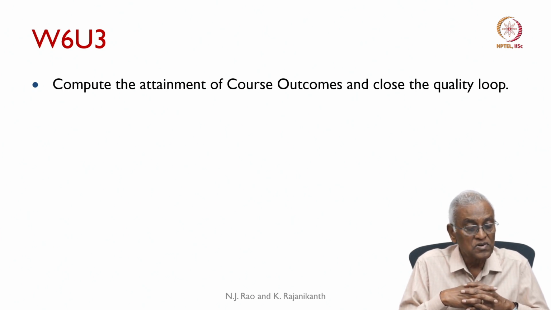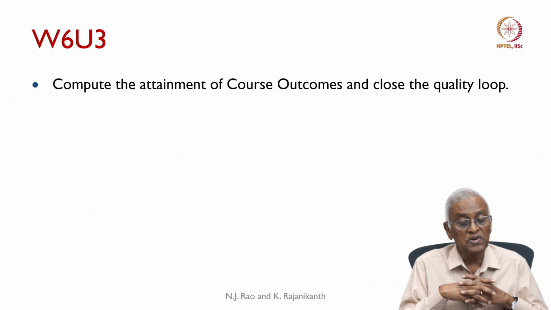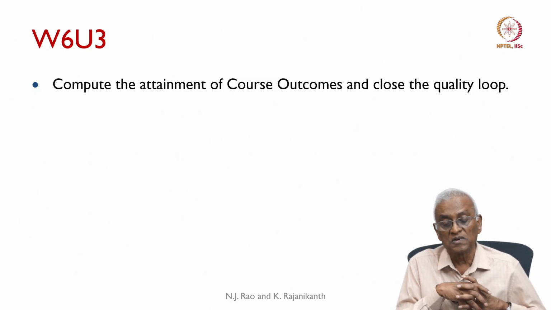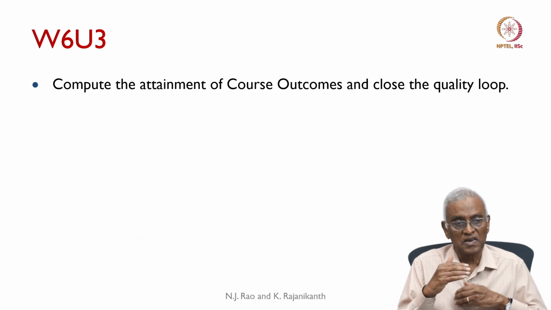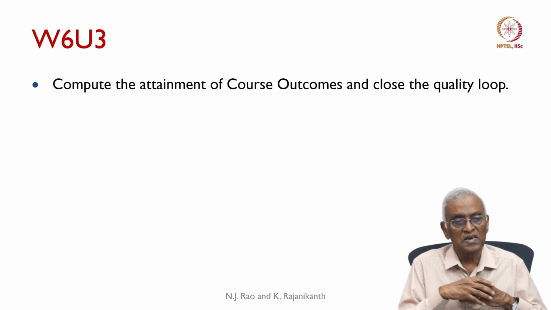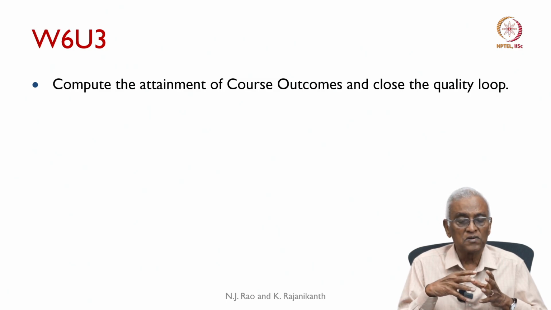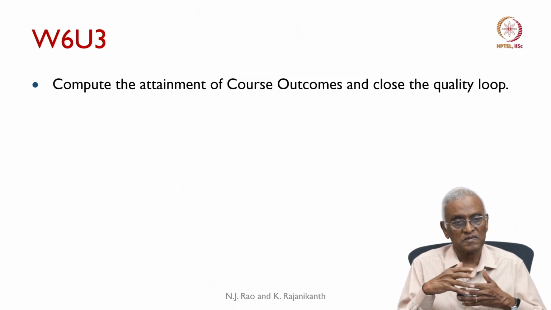So in the next unit we will look at computing the attainment of course outcomes and close the quality loop, because that ultimately is a requirement of NBA, that you should demonstrate the attainment of course outcomes and how you are planning to improve the quality on a continuous basis. Okay, thank you for your attention.